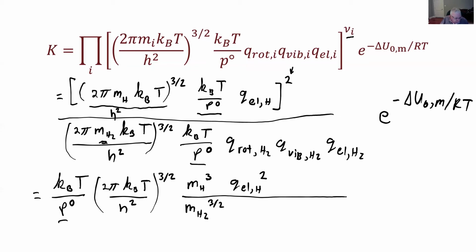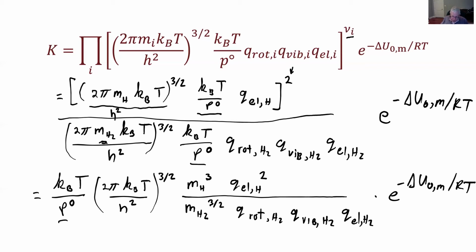That's squared. And on the bottom, I've got my Q rot times Q vibration. And I'm still putting times Q electronic, even though that one is 1. And then I've still got my e to the minus delta U naught molar over RT. Okay. Right now, we have values that we calculated for those various things, okay? And so let's go ahead and prepare to plug those in there, okay?